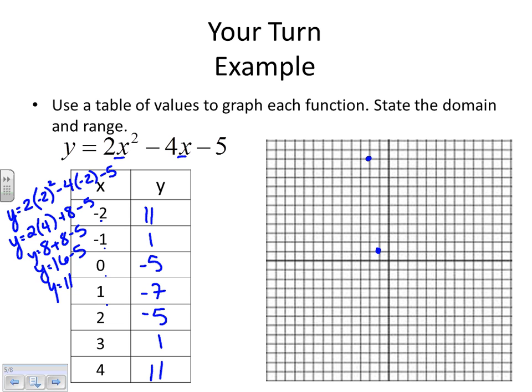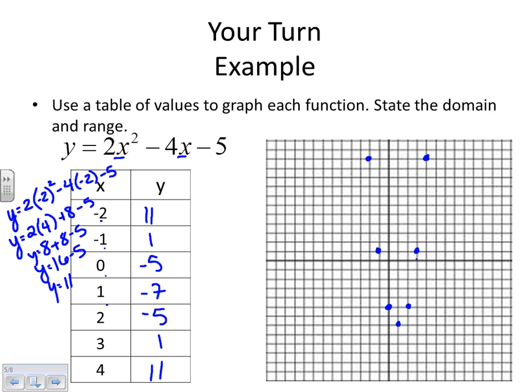0, negative 5, 1, 2, 3, 4, 5. And 1, negative 7, 1, 2, 3, 4, 5, 6, 7. 2, negative 5. 3, 1. And 4, 11.